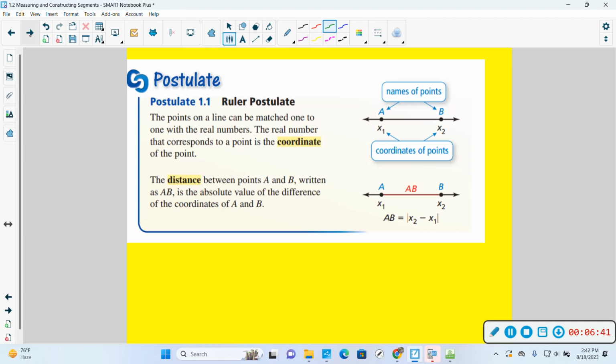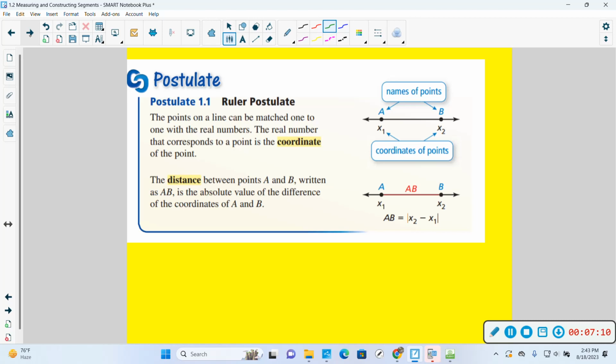Okay. Bottom thing on here. This is so wordy for something so easy. Let's read it. The points on a line can be matched one-to-one with the real numbers. The real number that corresponds to a point is the coordinate of the point. The distance between the points A and B, written as AB, is the absolute value of the difference of the coordinates of A and B. Whew, okay, that's wordy. I'm going to make it easy for you.